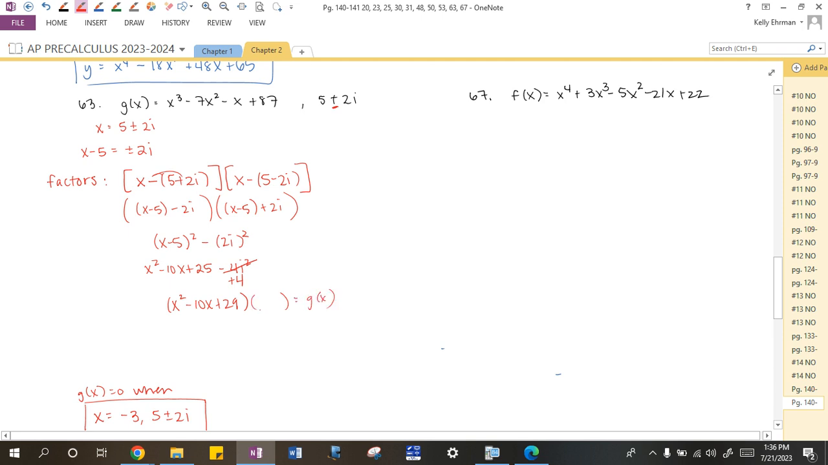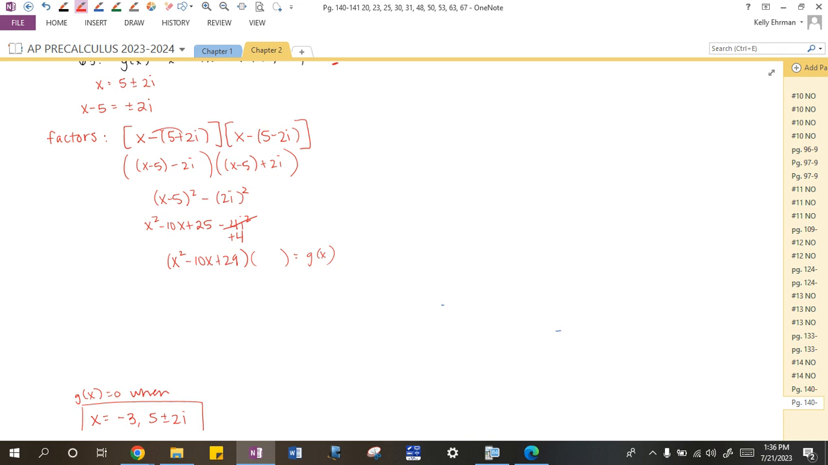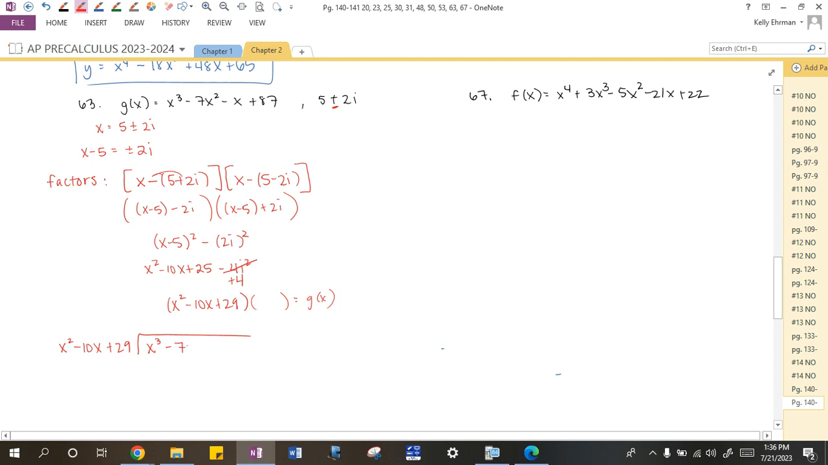And to figure out the something, to get up to x to the third minus 7x squared minus x plus 87, we can just do long division. Looks like I've taken up more room doing this problem than I did the first time around. Long division should be short because we're dividing x squared minus 10x plus 29 into a cubic, so it's going to be like a one-step thing. X cubed minus 7x squared minus x plus 87.